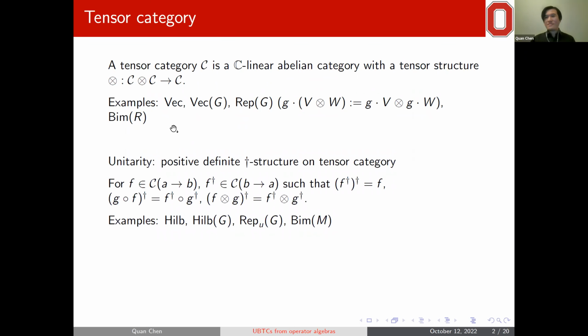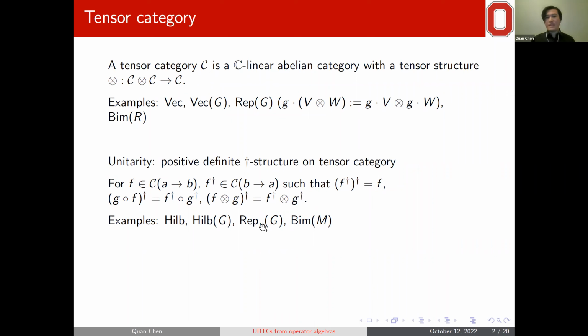And since I'm an operator algebraist, I care about unitarity, which means you have a positive definite dagger structure on the tensor category. Literally, the dagger structure is on the hom spaces. If you have a morphism f from A to B, then f dagger is from B to A, such that if you do dagger twice, it is itself. And then the dagger plays nicely with the composition and the tensor product. Namely, (g compose f) dagger equals f dagger compose g dagger, and also (f tensor g) dagger equals f dagger tensor g dagger.